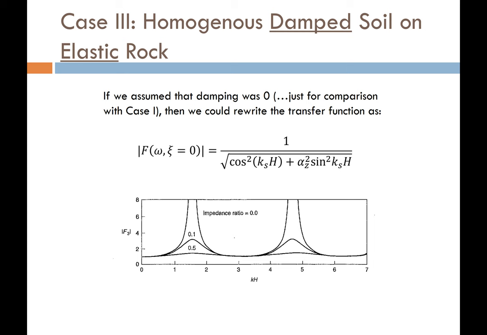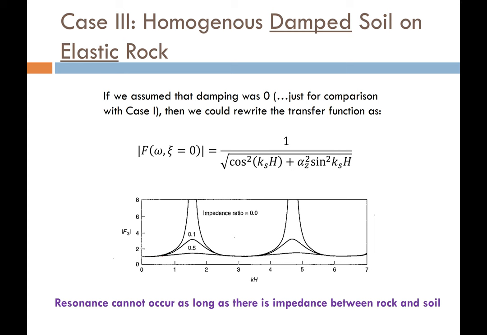What happens every time we approach one of the harmonics? That's right, it goes to infinity, which is basically the exact same solution as we got in case number one. So that is a check we can run to show that things are working. But look what happens when we have an impedance ratio of 0.1. All of a sudden it is quite a bit more damped. And if we have an even higher impedance ratio of 0.5, it's almost a straight line right at 1. There's almost no difference at all between the two.